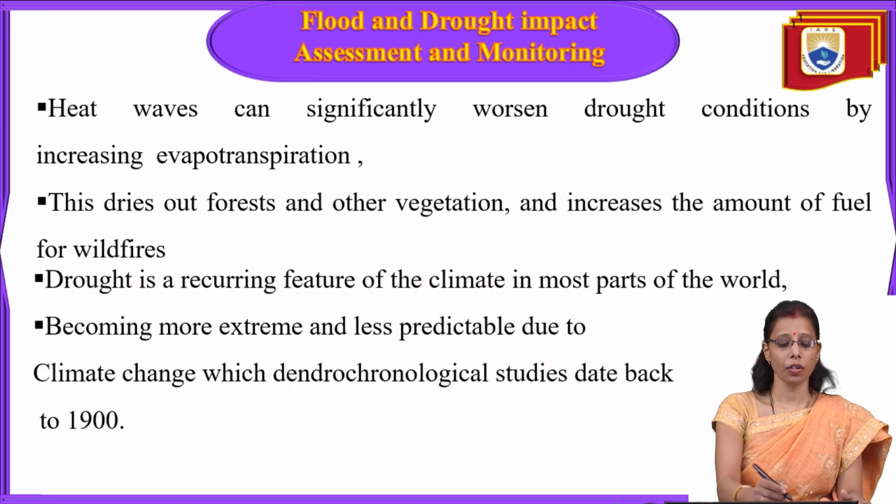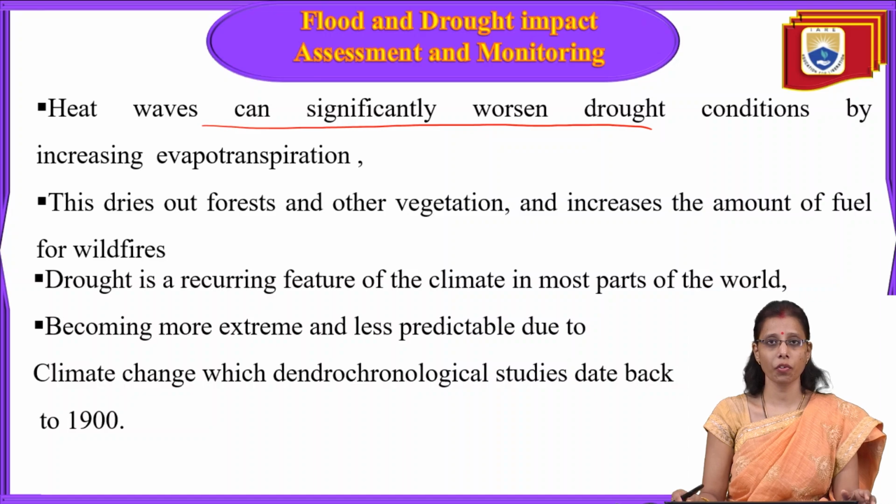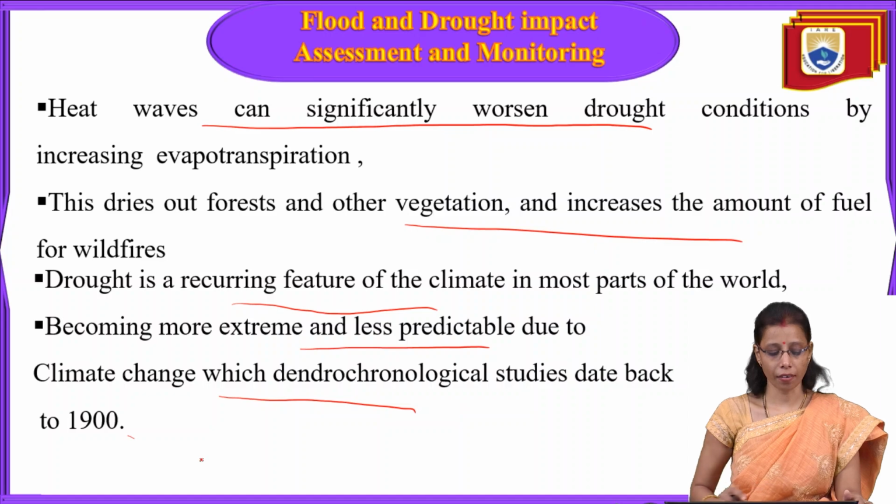Heat waves can be significantly worsened in drought conditions by increasing evapotranspiration. If evapotranspiration is there, then there will be a problem with heat waves, and the conditions may become more worsened, and this dries out forests and other vegetation and increases the amount of fuel for wildfires. Drought is a recurring feature of the climate in most parts of the world, and it is becoming more extreme and less predictable due to climate change, with dendrochronological studies dating back to 1900.